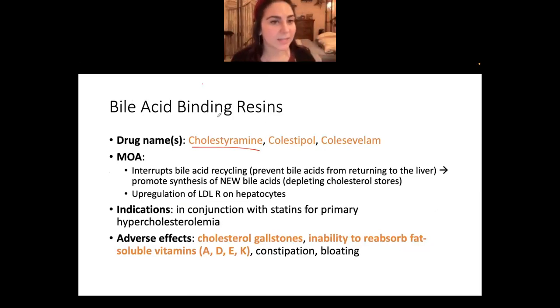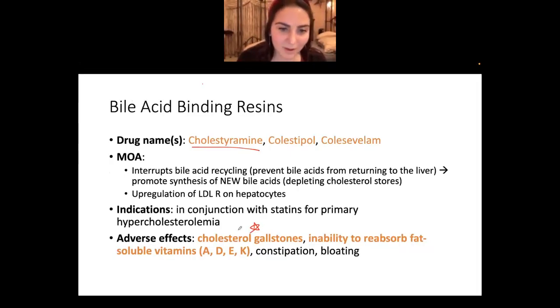The whole idea of this is to promote new synthesis of bile acids. So it's like, let's increase the amount of bile acids being made, because then we can probably break down more things. And you would give this in conjunction with statins. It probably just helps.